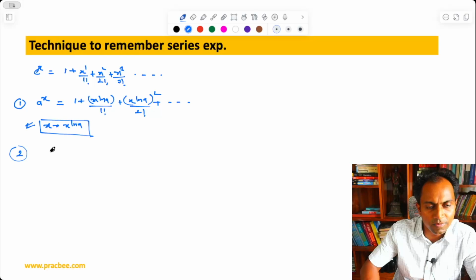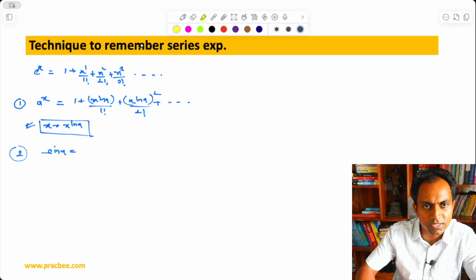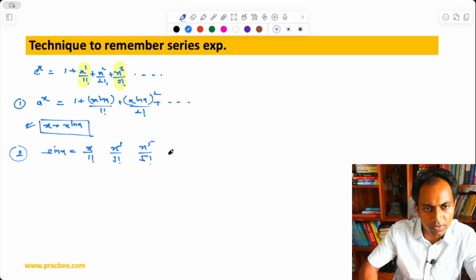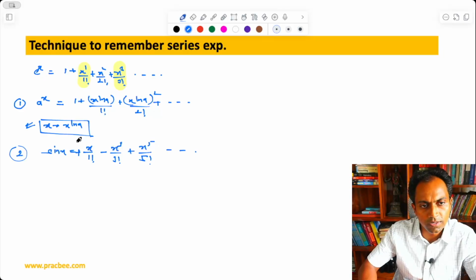Next would be sin x. Out of this, if I just take the odd power terms, so this is the odd power, this is the odd power, and write it here. So I can write x by 1 factorial, x cube by 3 factorial, x raised to the power 5 by 5 factorial, and so on and so forth, and put alternate plus minus sign. Alternate plus minus plus. So you get the series for sin x. It is very simple, odd power terms.